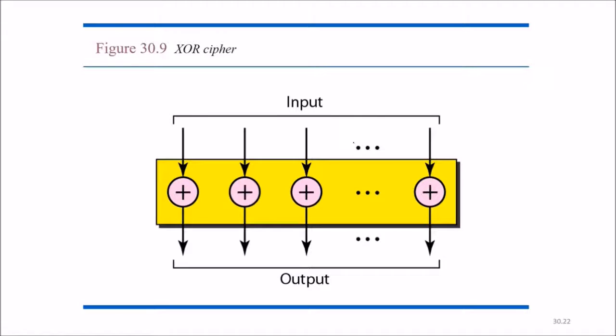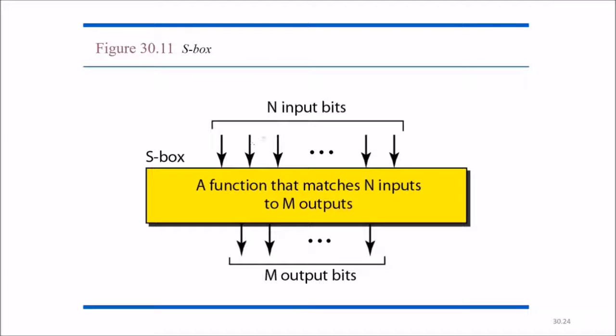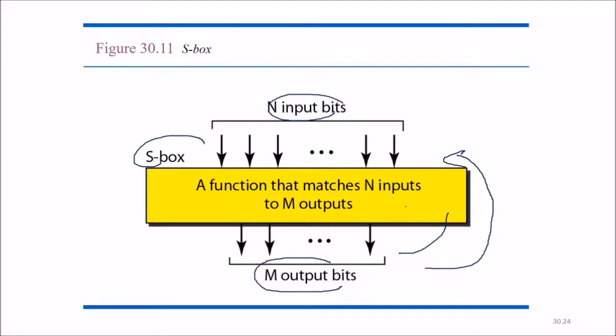And we have XOR cipher also. The input is XORed and then the output is received. The rotation cipher is where the input is rotated. Rotated means this comes here, this comes here. This is a kind of rotation, and the first goes to the last one. S box is also there. S box is a function that matches n inputs to m outputs. So you have n inputs and we only have m output bits, and when we decrypt, we use the reverse direction.